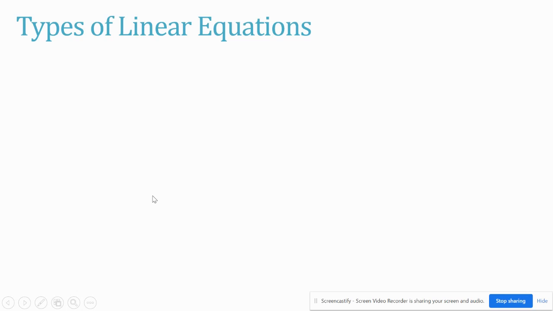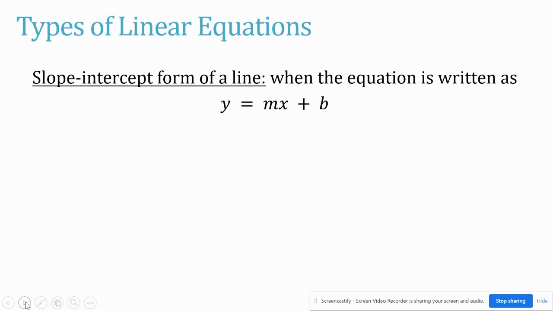So we've seen one way of writing a linear equation, but there's three types. The first type, the one that we've seen, is slope-intercept form of a line. When the equation is written as y equals mx plus b, we know m represents the slope and b represents the y-intercept, and x and y represent a point on the line.